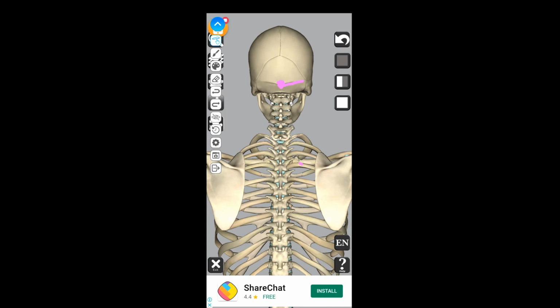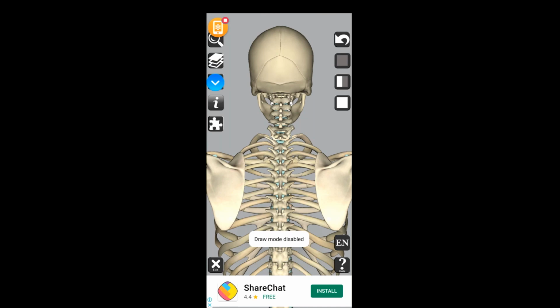Now let me turn the body. Superior nuchal line, then your mastoid process and your lower angle. From here it is coming above. This is your superior attachment. Inferior attachment: your spine of scapula, your acromion process, and your upper part of clavicle. So this will be your investing layer.